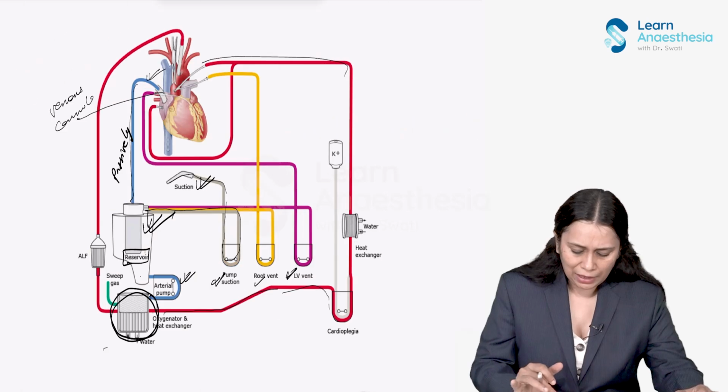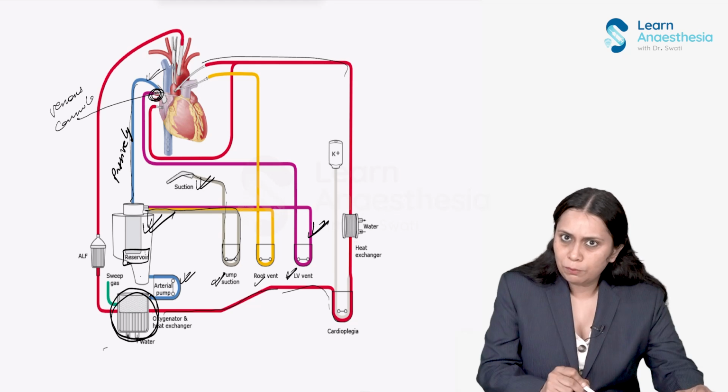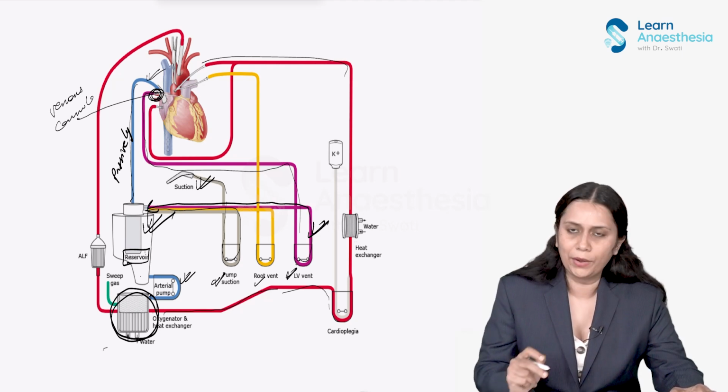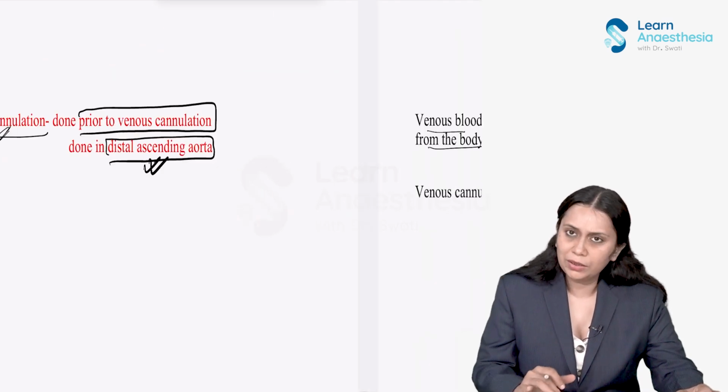So I'll show that LV vent as well. This is the LV vent. Here a pump is put through the pulmonary veins in the left ventricle. This actively sucks the blood into this LV vent, and through this LV vent again it is returned to the reservoir. So again this would return to the reservoir. Okay, so this is very important, the LV vent.